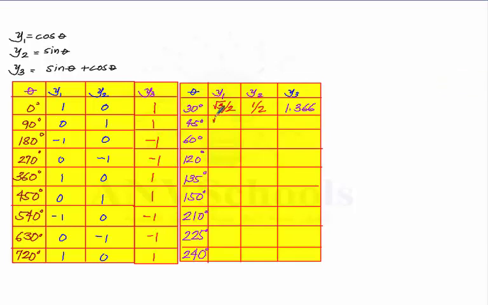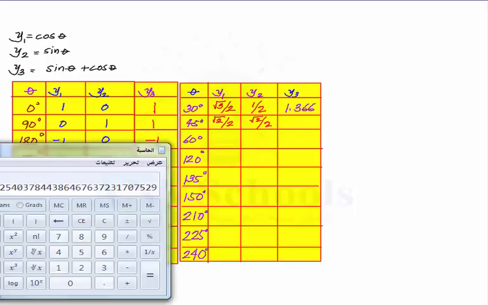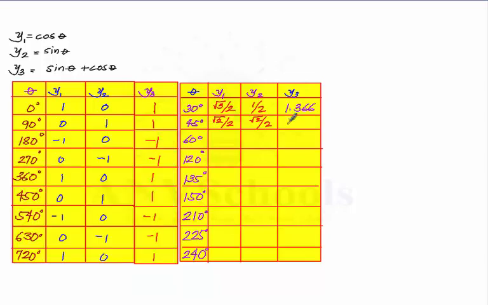When it's 45, we have square root of 2 over 2. And the same is true with cosine or sine of 45, square root of 2 over 2. So we have 2 square root of 2 over 2, or the square root of 2. And what is square root of 2? So it is 1.414. Okay, these are approximations.